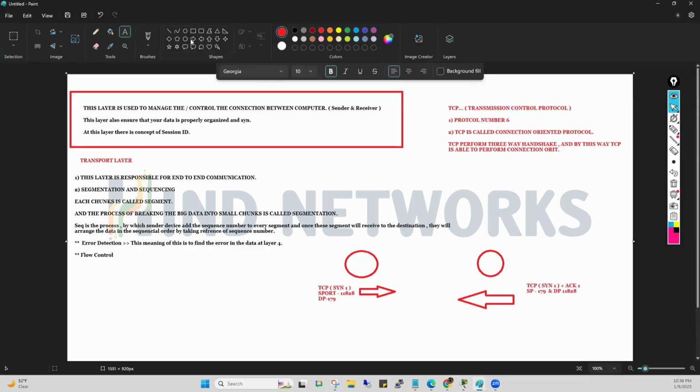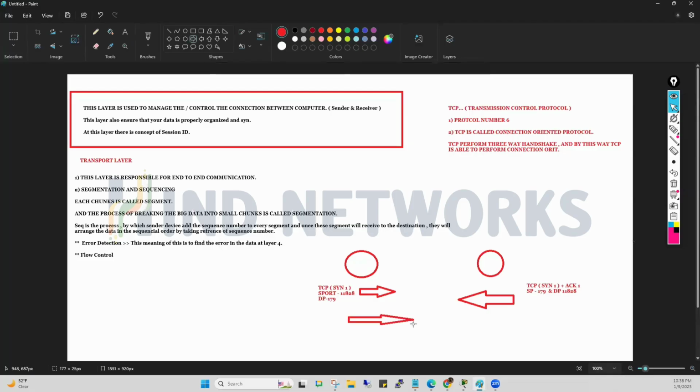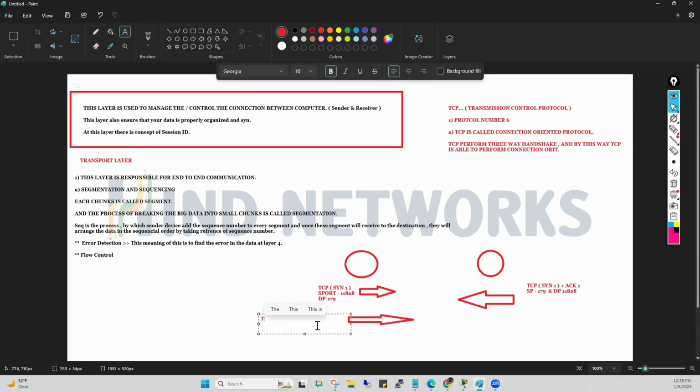Now, this packet will reach R1. What will R1 do? Again, R1 will send one TCP packet, and in this packet R1 will send only the acknowledgement bit on, because R1 needs to acknowledge R2's SYN packet. So that's the reason R1 is sending the acknowledgement packet. In this packet, the source port will again be the random one, 11828, and the destination port will again be 179. That's all.